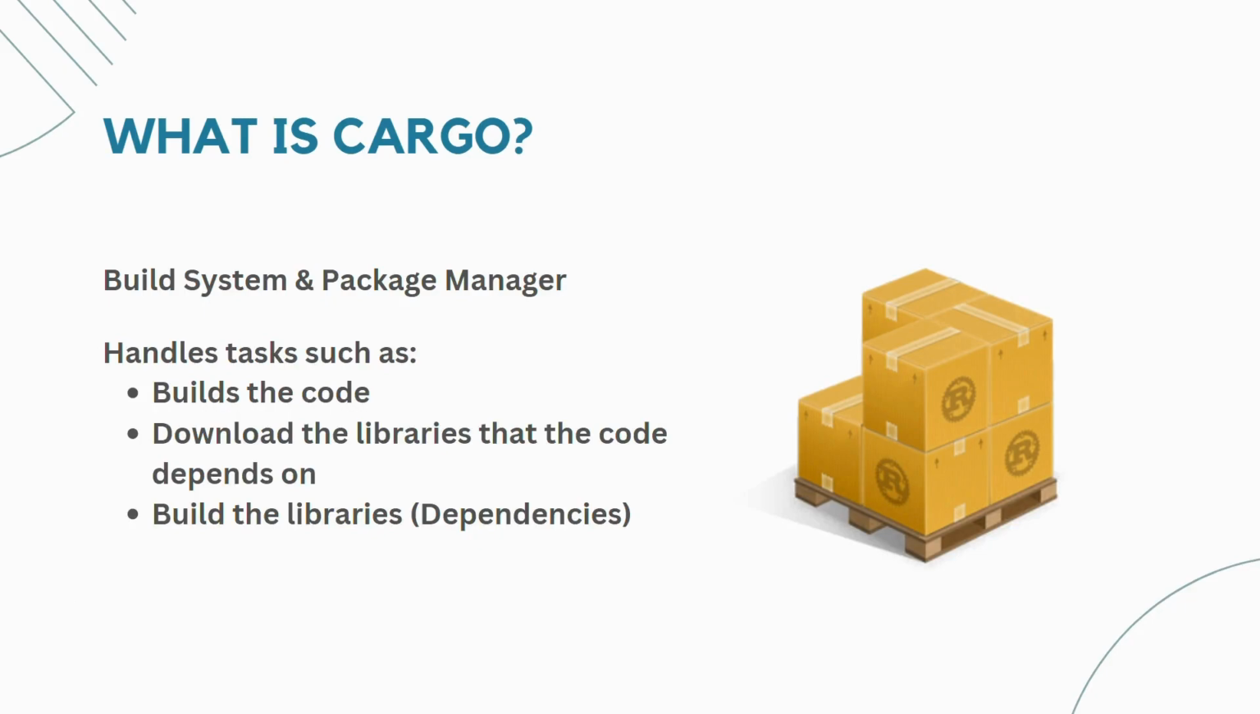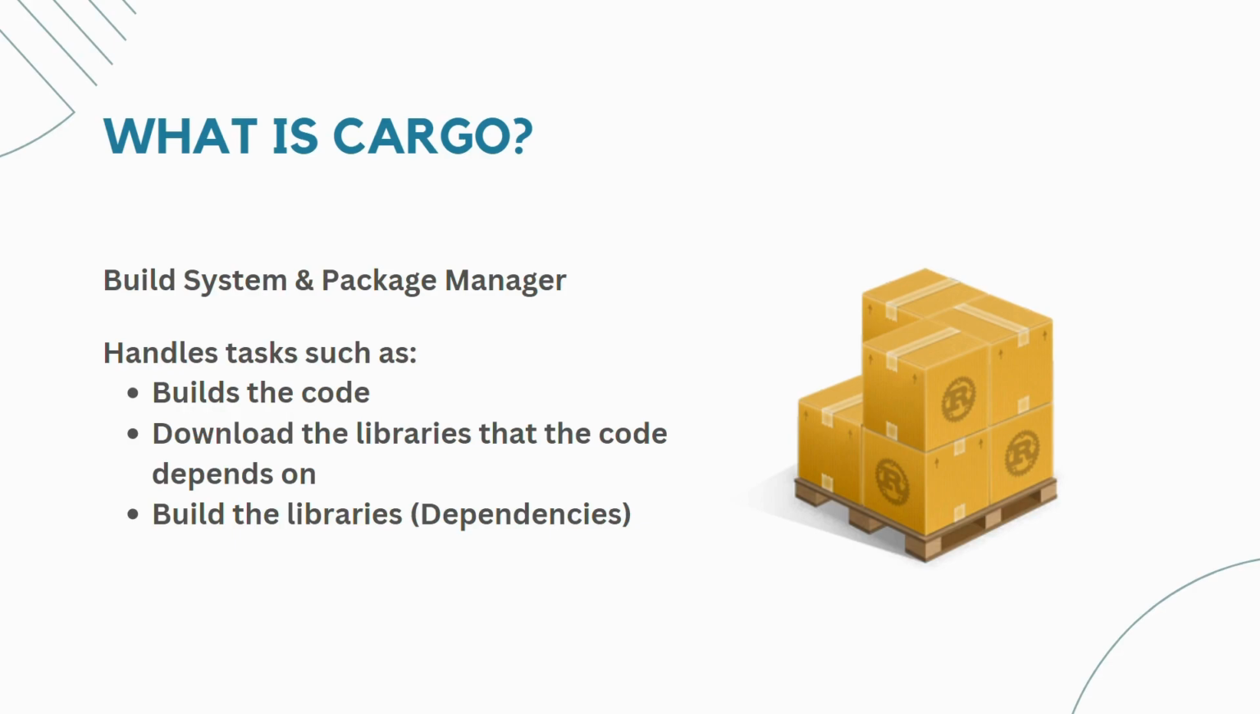Cargo is a Rust build system and package manager. Most Rust programmers use this tool to manage their Rust projects because Cargo handles a lot of tasks for us, such as building our code, downloading the libraries that our code depends on, and building those libraries. We generally call the libraries that our code needs dependencies. The simplest Rust programs, like the one that we have written in the previous video, don't have any dependencies.